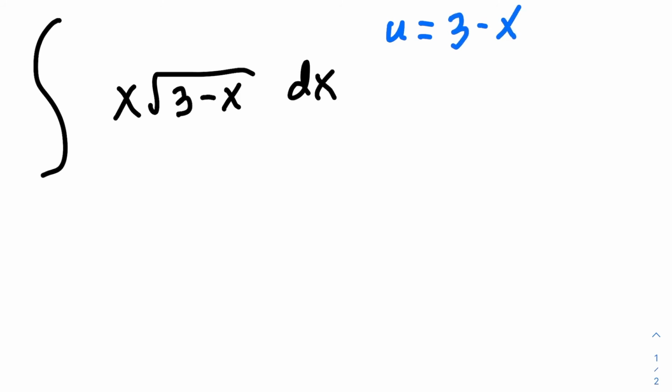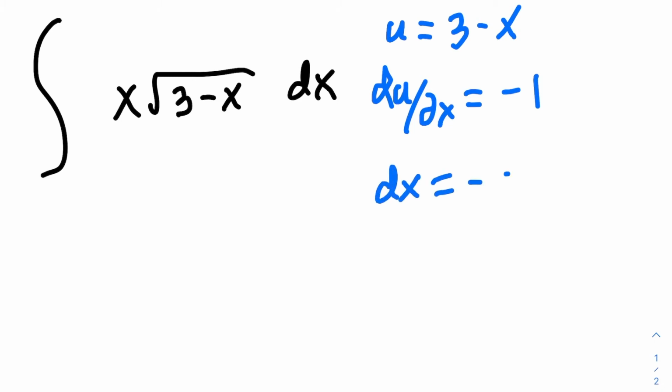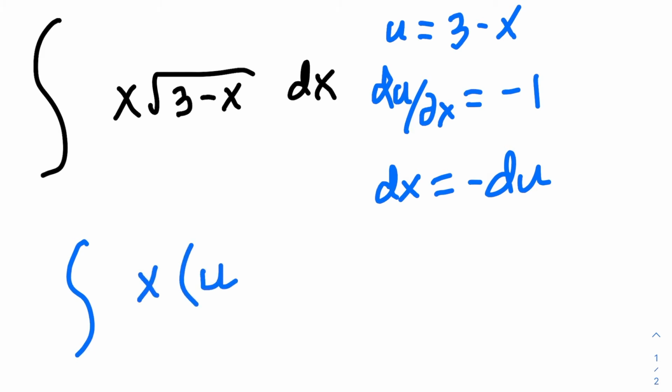And so what's our next step? So hopefully you said we're going to take that derivative, and that is what we do. So we have du dx is equal to negative 1. And when we rearrange and solve, we're going to get dx is equal to negative du. And let's go ahead and plug in those values and see how it works. So here we have x times, and this will be u to the 1/2, or the square root of u, and then times negative du.